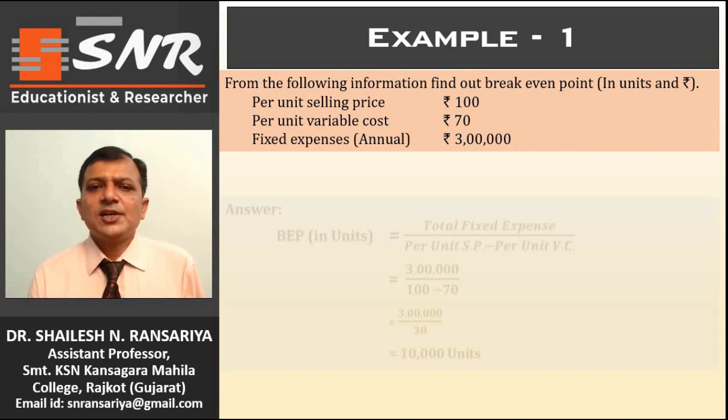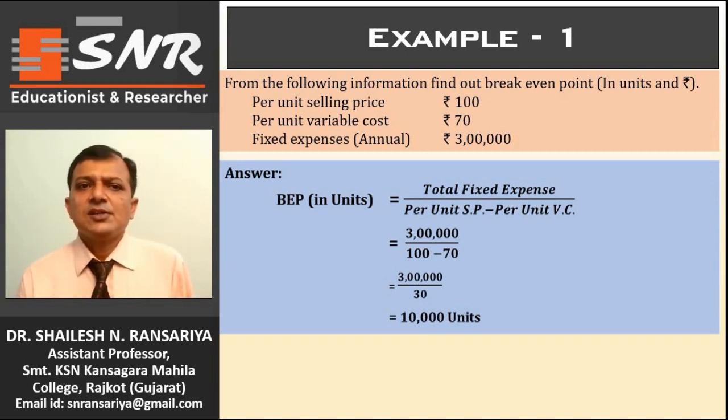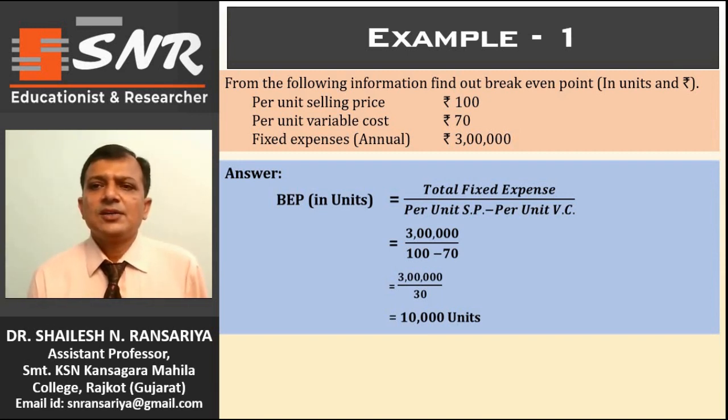Now first we will calculate BEP in units. So the formula for BEP in units is equal to total fixed cost divided by S minus V. Here S is the per unit selling price and V is the per unit variable cost. So total fixed expenses 3 lakhs, per unit selling price 100, per unit variable cost 70. So 3 lakhs divided by 30, 10,000 units. Here S minus V is equal to contribution, so we can directly use contribution with this formula.